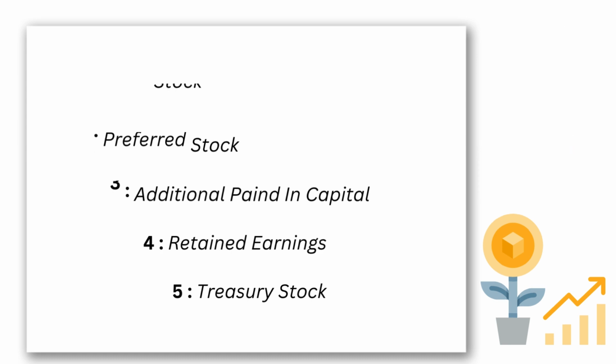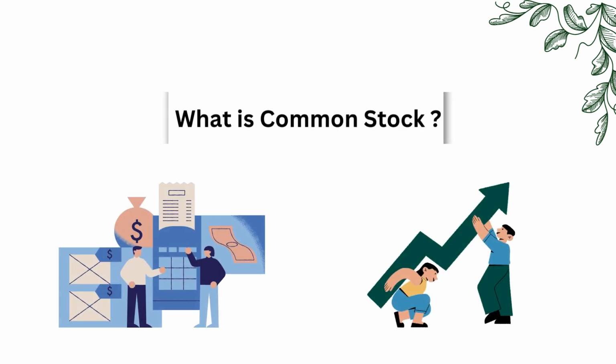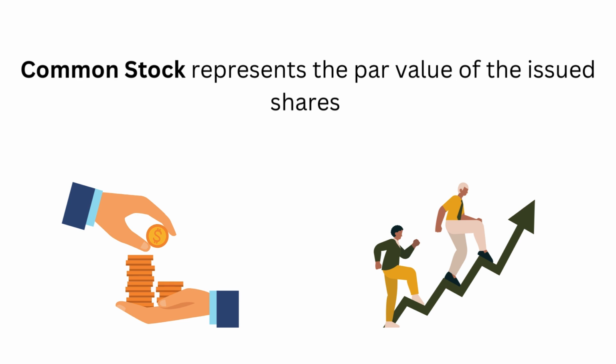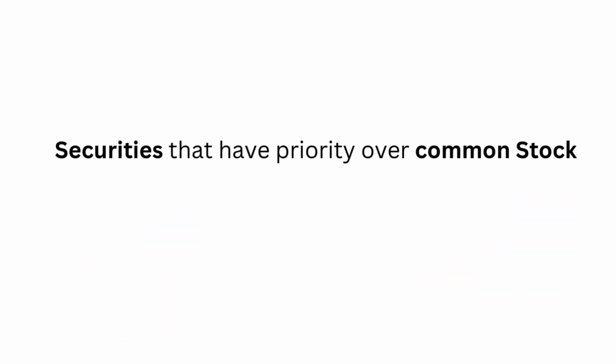For now, let's walk through every component one by one. The first one, common stock, represents the par value of issued shares. The second one is preferred stock, which describes equity or securities that have priority over common stock on the company's dividends and assets.